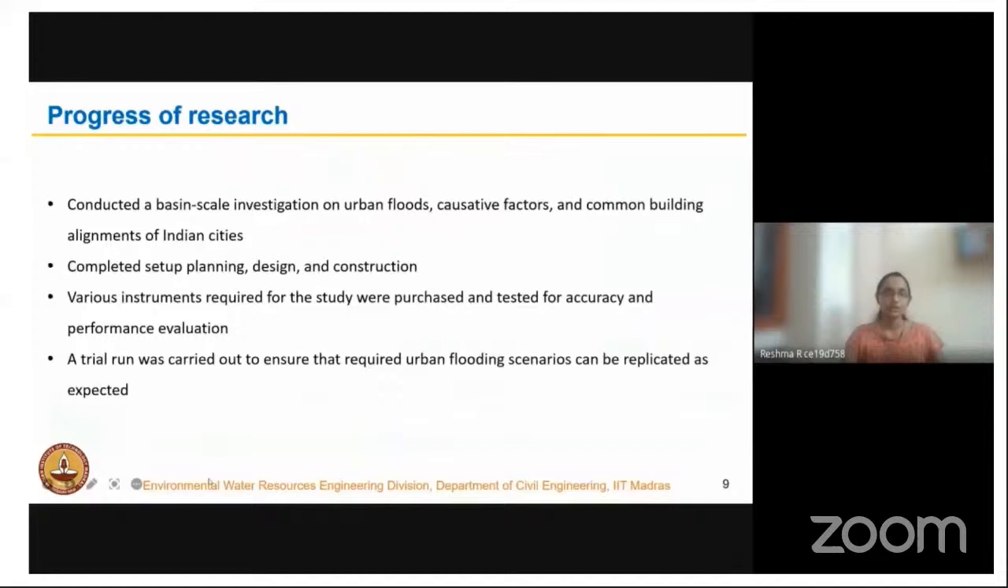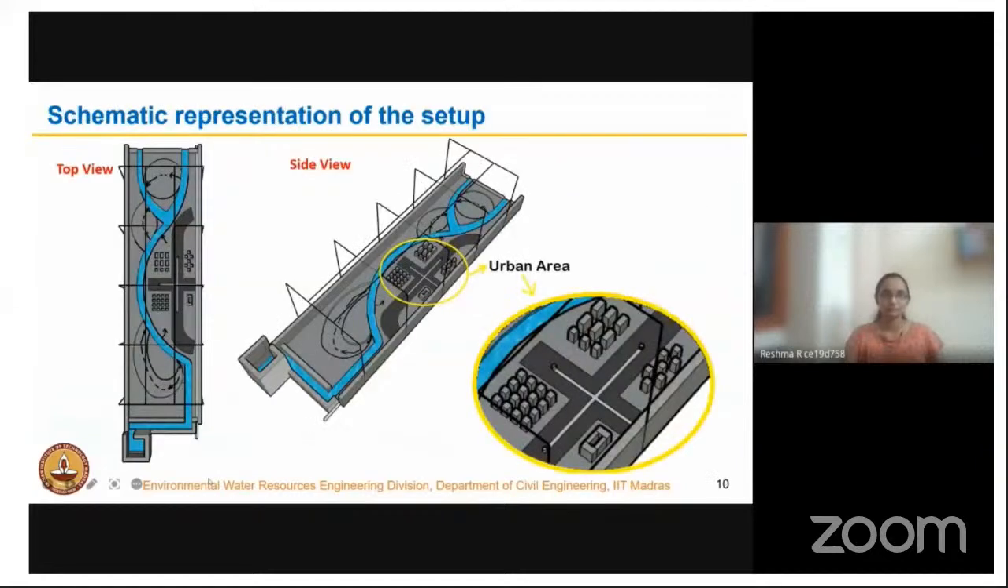Progress of research. So far, we have conducted a basin scale investigation on urban floods and causative factors, primarily for the Chennai Basin. An investigation has been carried out regarding the common building alignments found in the Indian cities. Planning, designing, and construction of the setup have been completed. Various instruments required for the study were purchased and tested for accuracy and performance evaluation. Also, a trial run was carried out to ensure that required urban flooding scenarios can be replicated as expected.